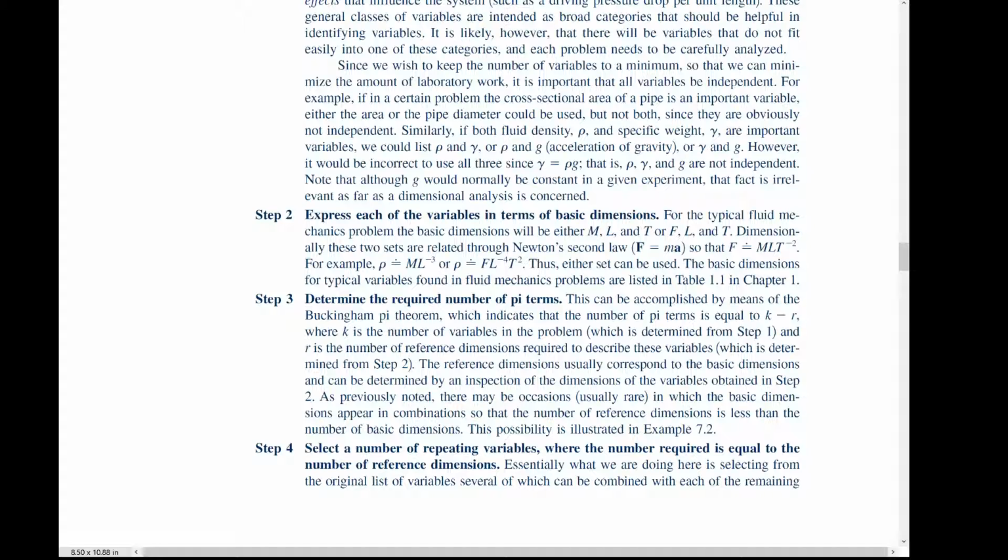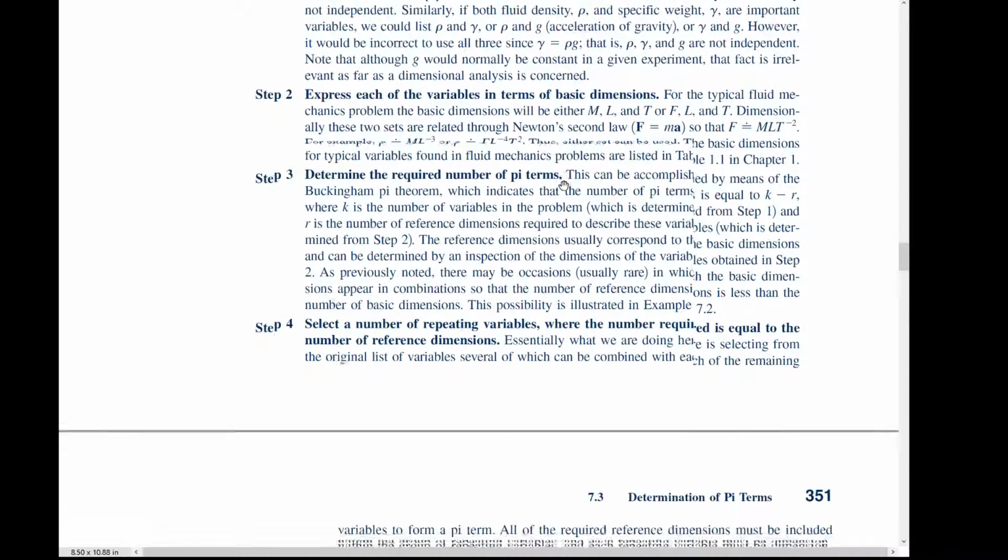Express each of the variables in terms of basic dimensions. For the typical fluid mechanics problem, the basic dimensions will be either M, L, and T, or force F, L, and T. Dimensionally, these two sets are related through Newton's law F equals ma, so that F equals MLT^-2, so that's ML over T squared. For example, ρ is the same as M over L cubed, or ρ is the same as FT squared over L^4. Thus, either set can be used. The basic dimensions for typical variables found in fluid mechanics problems are listed in Table 1.1 in Chapter 1.